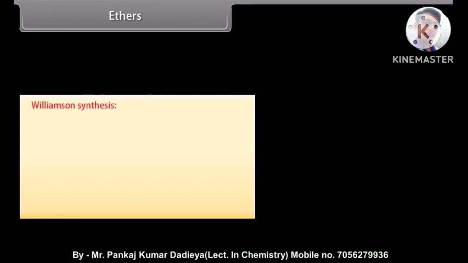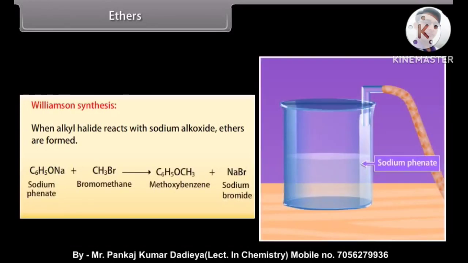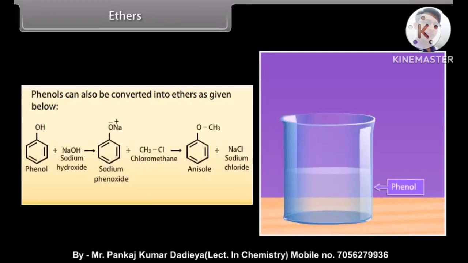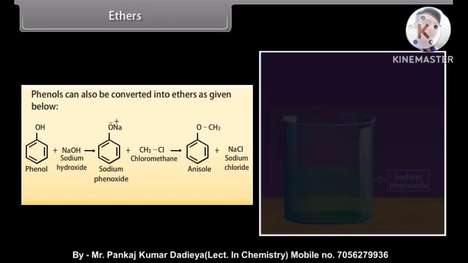Williamson synthesis. When an alkyl halide reacts with sodium alkoxide, ethers are formed. Bromomethane is mixed with sodium phenate and it gives methoxybenzene and sodium bromide. Phenols can also be converted into ethers as given below. On mixing sodium hydroxide with phenol, it forms sodium phenoxide. Then, on adding chloromethane, it forms anisole and sodium chloride.